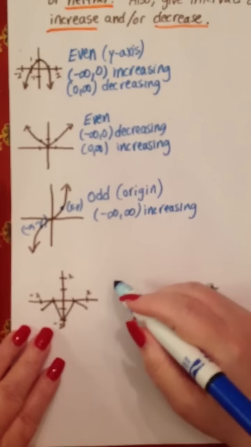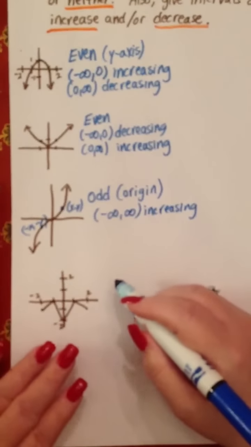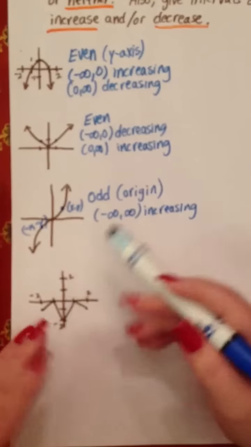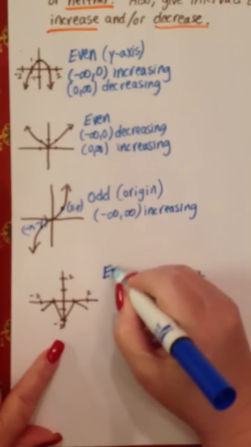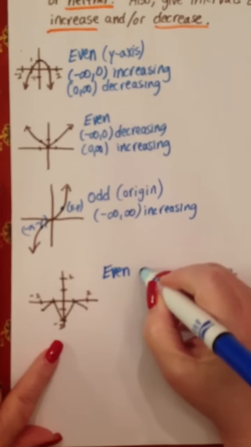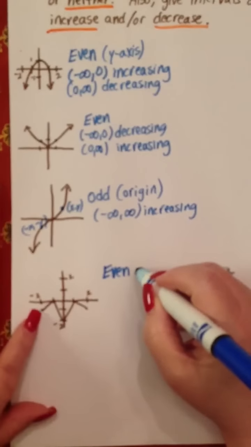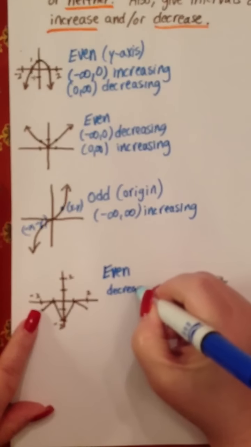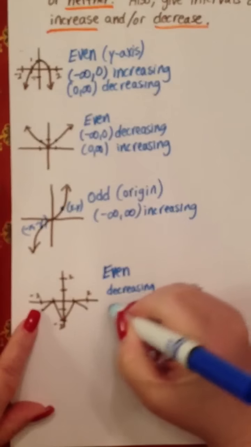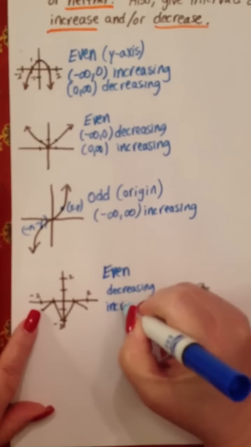Alright, and next, if you folded this over the y-axis, I believe you would see its reflection. So this is going to be considered to be an even function because it has symmetry on the y-axis. And let's talk about all the intervals. Let's talk about decreasing, because I think there might be more than one for each one. Decreasing and increasing.